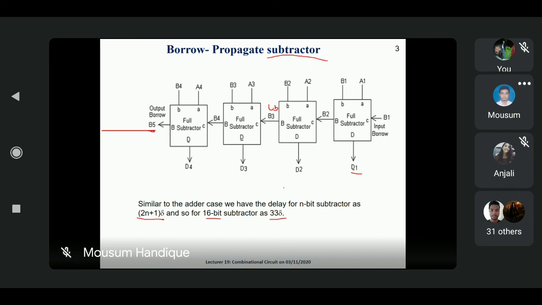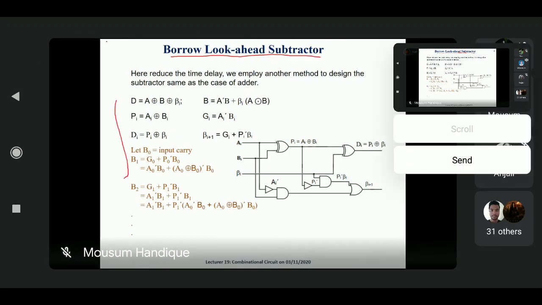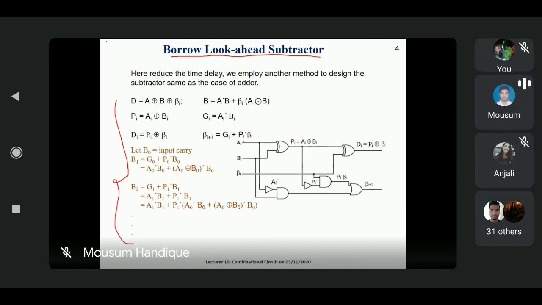Obviously, if we compare this borrow propagate subtractor to the ripple carry adder, the time delay is more. So how can we minimize the time delay? Earlier it was the carry look ahead adder, now it is called a borrow look ahead subtractor. And we are using the same properties that we use in the carry look ahead adder.